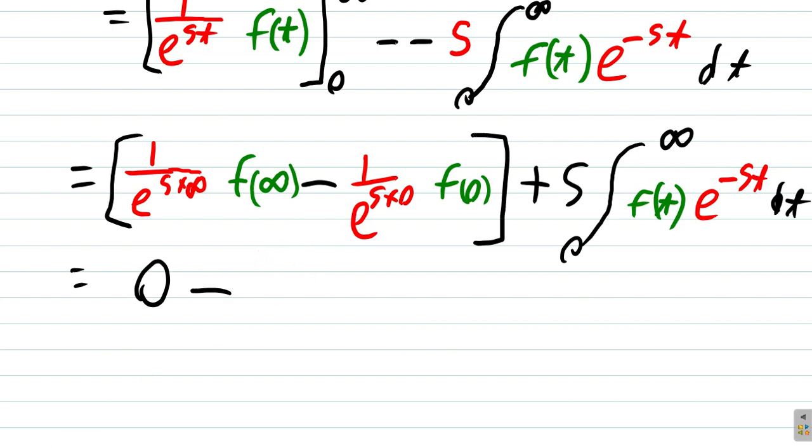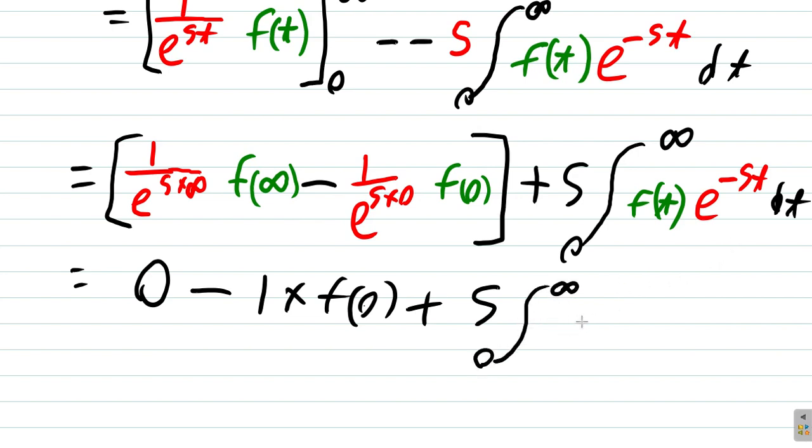Minus, what happens here now? s times 0 is 0, so it's 1 over e to the 0. Any time you raise a number to the power of 0, you get 1. So this amounts to 1 over 1. And what is 1 divided by 1? It's just 1 multiplied by f of 0. f of 0, whatever that is. Alright? Plus s integral from 0 to infinity. Let me just write everything in black now. f of t e to the negative st dt.